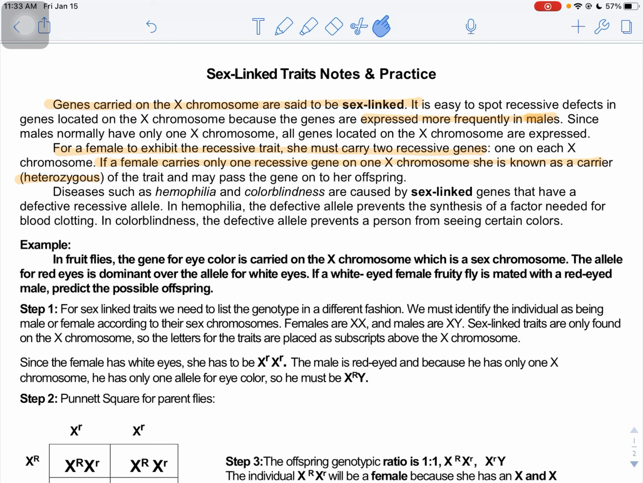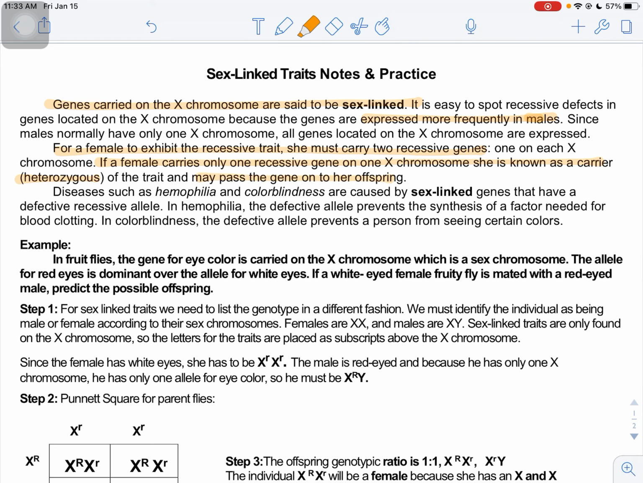In females, we do have the 2 X chromosomes, so if a female exhibits a recessive trait, she must be carrying 2 recessive genes. However, if the female is carrying one of those recessive traits, then the other dominant trait will overpower just like we've seen before. However, she will be known as a carrier for this trait and will be able to pass this on to her offspring.